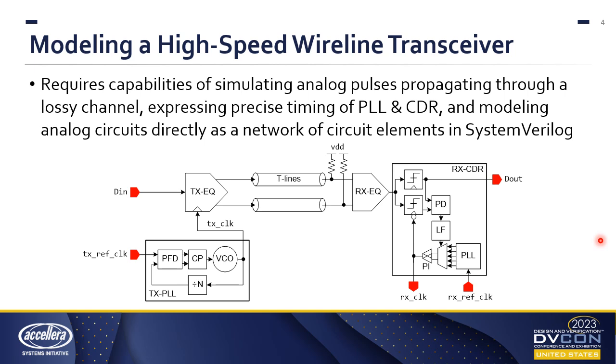However, a high-speed wireline transceiver is a large, complex system, including many analog mixed signal circuits, such as this transmitter, transmission line channel, receiver, equalizer, this clock generating PLL, and clock and data recovery circuit. To model this system and estimate its BER, we must be able to simulate analog pulses propagating through the lossy channel, express precise timing of the clocks produced by the PLL and CDR, and model the circuits directly as a network of circuit elements in SystemVerilog.